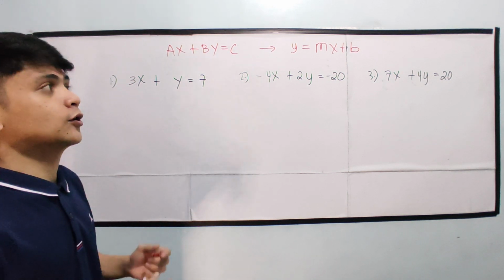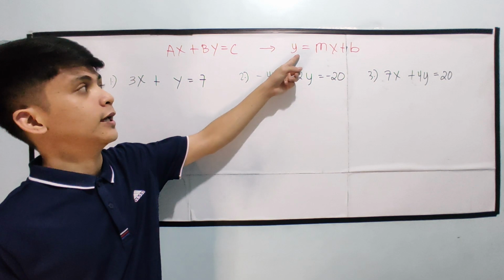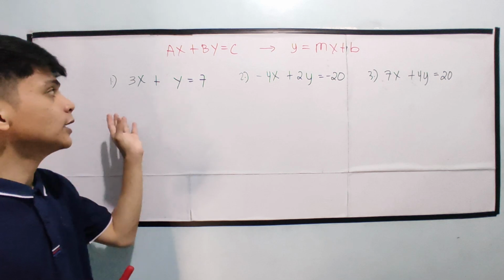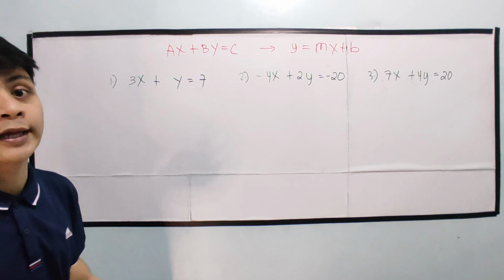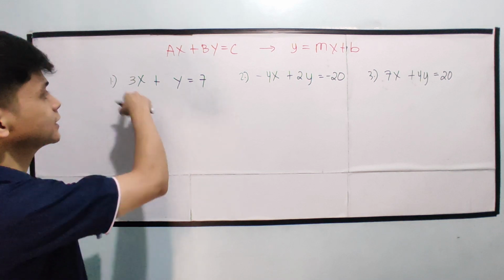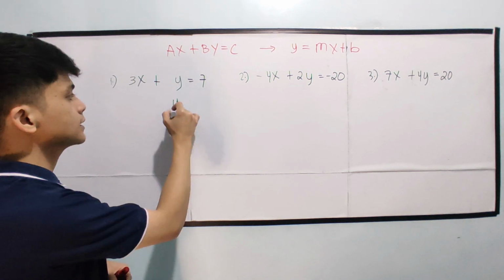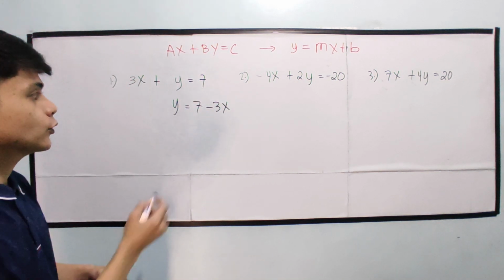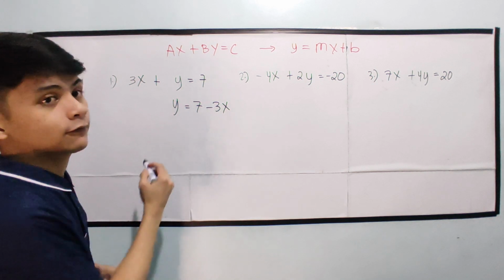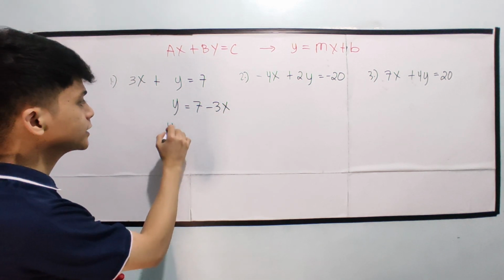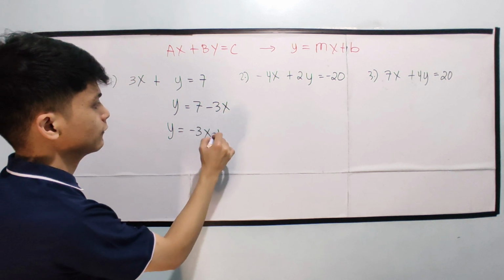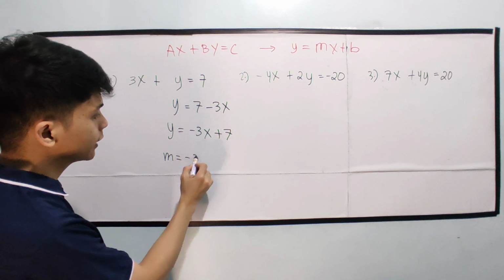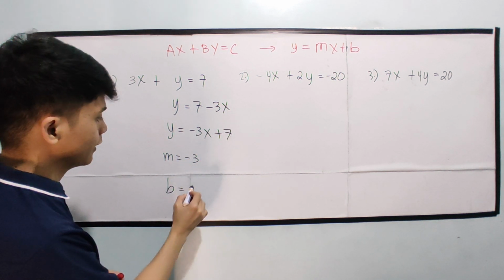So yung gagawin mo lang naman dito is i-isolate mo lang si y. Okay? So dapat y lang yung matira dito sa ating left side ng ating equation. So ilipat natin lahat dun sa right, maliban lang sa y. Okay? So lipat natin si 3x sa kabila, so matitira is, so y na lang matitira, magiging negative siya. Okay? So ito na nga yung ating slope-intercept form. Okay? So i-rearrange lang natin siya, negative 3x plus 7. Naka-slope-intercept form na siya. So yung slope natin dito, negative 3. Yung ating y-intercept, that is 7.